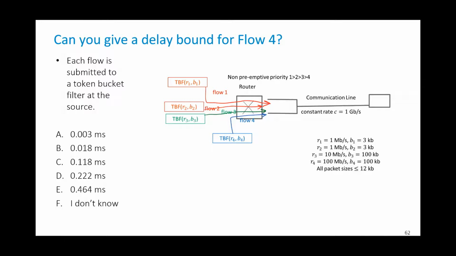So what does the jury say? Who says A? No one. Who says B? No one. Who says C? One. Who says D? Two. Majority says D, which is the correct answer.